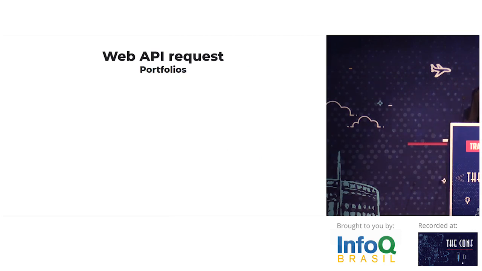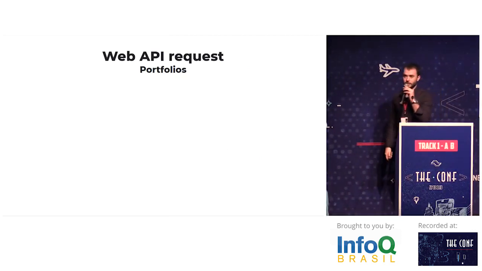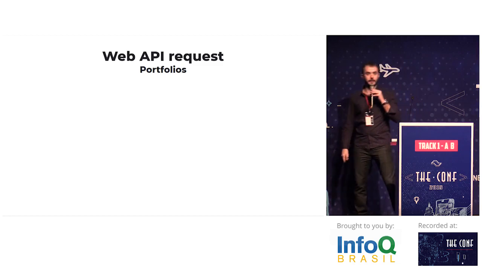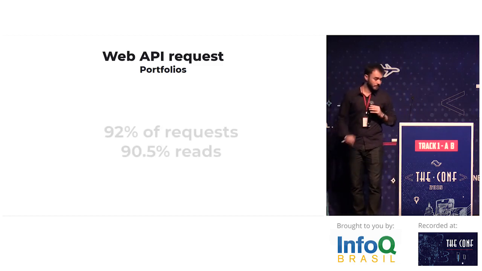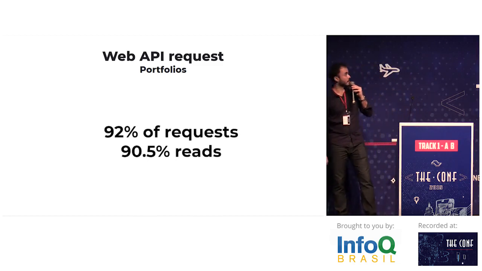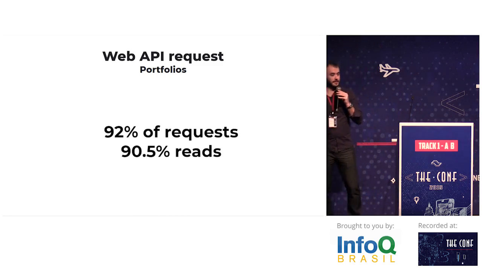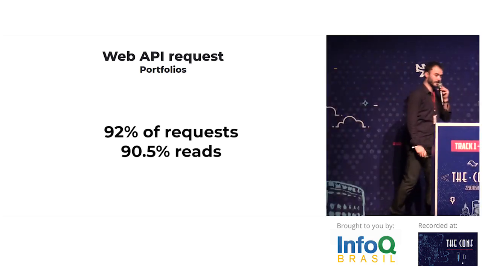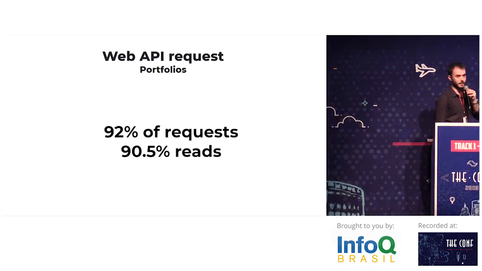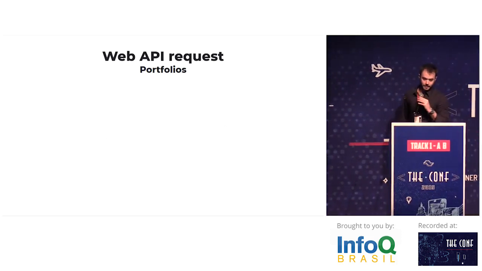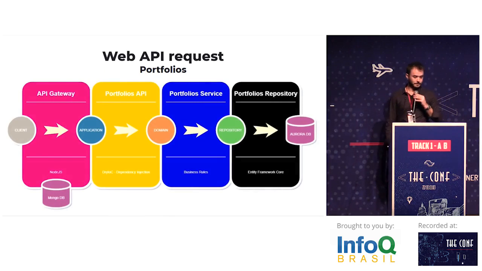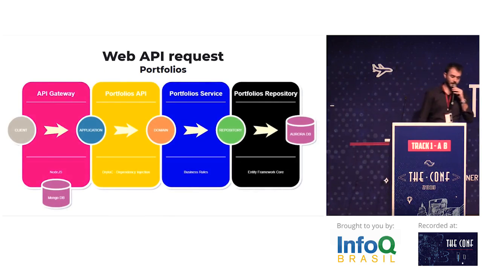Let's start with one single request here to understand what is being done behind the scenes. The Portfolios API, which handles 92% of the requests that Warren receives, and 90.5% of them are reads. Keep this number in mind, it will become very important in the future. So, this is the portfolios, these are the requests.